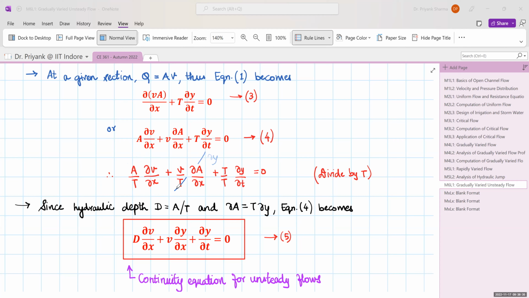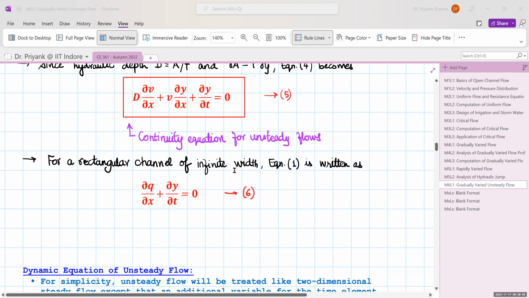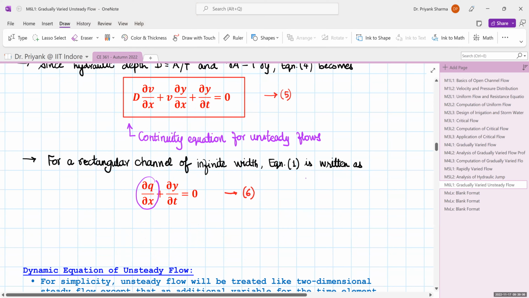So T gets cancelled. On simplifying equation 4, it becomes D ∂V/∂x plus V ∂y/∂x plus ∂y/∂t. So your velocity changes with distance, your depth changes with distance, and your depth changes with time. So this is the continuity equation for your unsteady flow. With this, if we consider a rectangular channel of infinite width, your equation 1 becomes ∂q/∂x plus ∂y/∂t equal to 0.